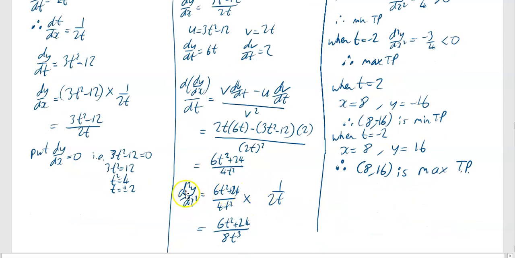If I go on down, my d2y by dx squared is my dy by dx differentiated with respect to t, multiplied by dt by dx. So it tallies up. So this is my d2y by dx squared. I always think of it as my testing function to see if something is a maximum or a minimum. So what we're going to have to do now is sub in my t values, which were t equals 2 and t equals minus 2, into this and see if they're positive or negative.